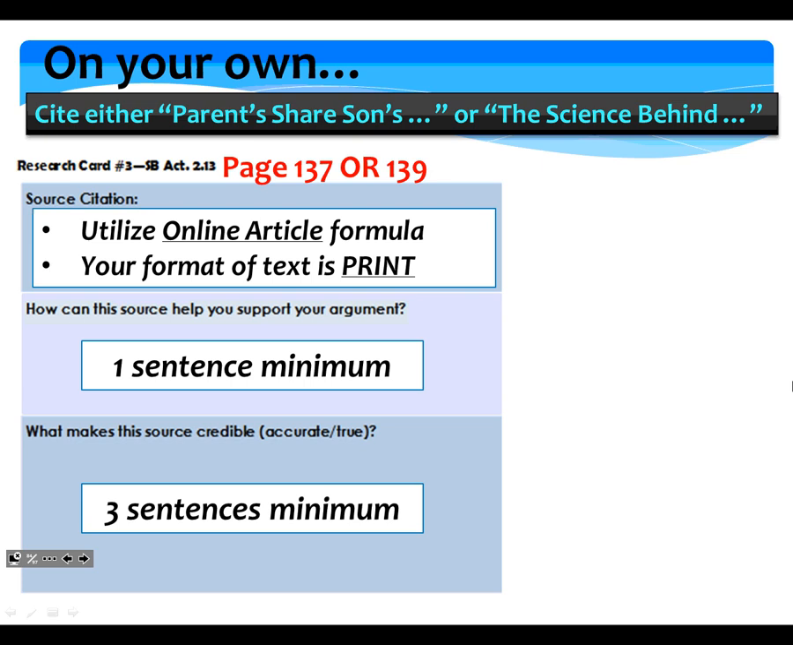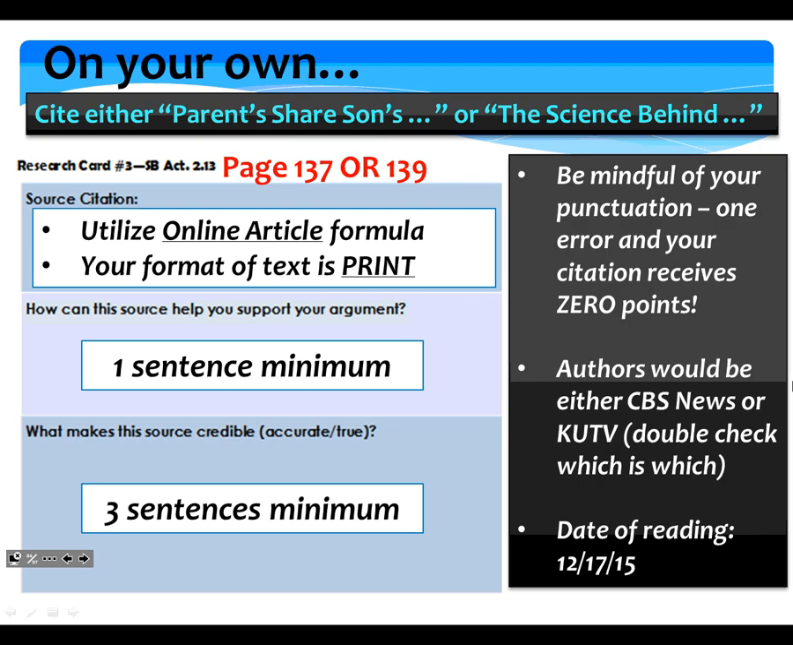Okay, last little shebang for you folks. You want to make sure that you're mindful of your punctuation. The authors. Both of those articles do not have a human being cited as an author. One of the authors would be CBS News. The other one would be KUTV. You have to look at the articles and figure out which one belongs to which. Last, the day that we read the information was the 17th of December. Make sure that you're putting the date in the right order.